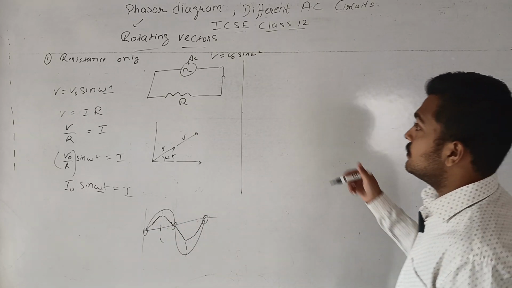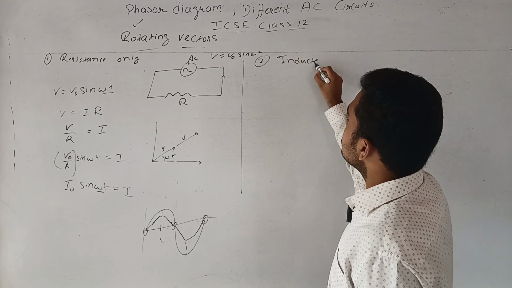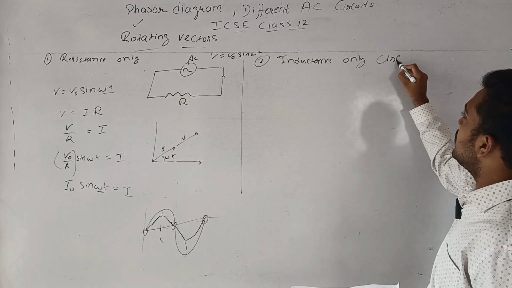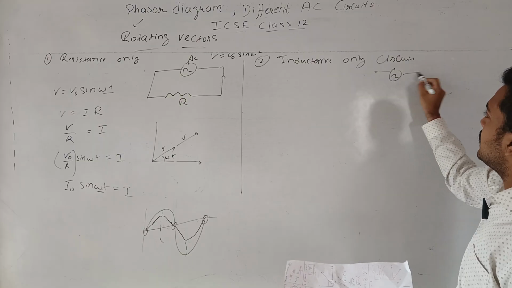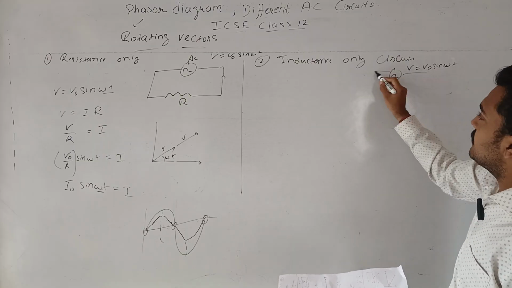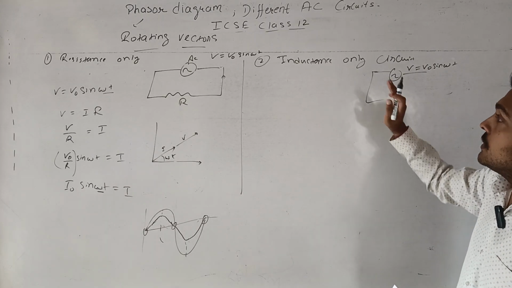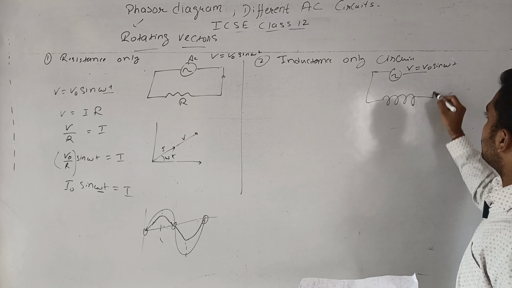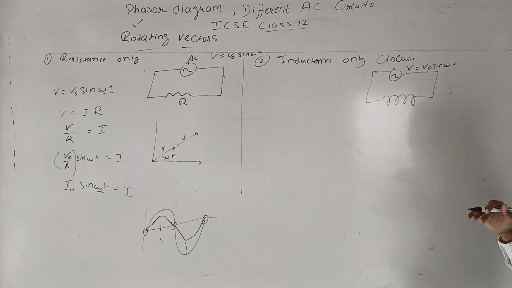Now we have the inductance only circuit. Second is the inductance only circuit. In an inductance only circuit we have an alternating source V equal to V naught sin omega t, and we don't have a resistance here. It is inductance only, we only have an inductance coil.